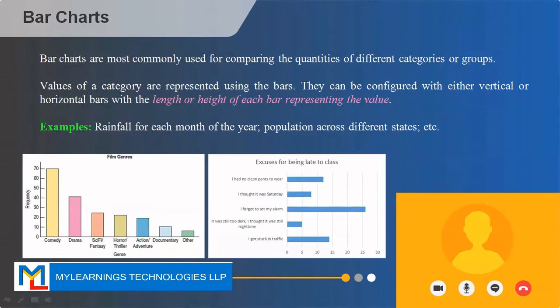So bar charts basically represent the value of the category through bars. Usually on one axis there would be the category of the classes and the other axis would represent the value of the category.